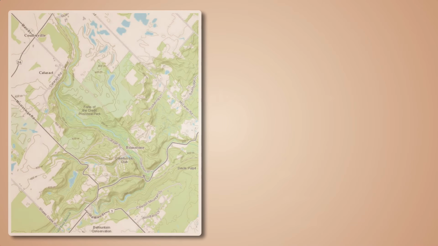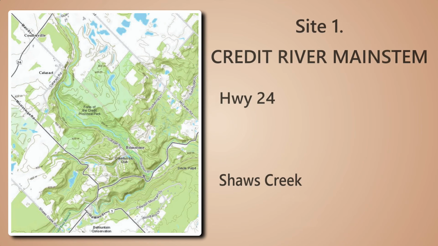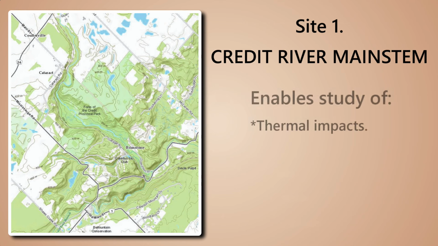So we've settled on two main study sites. The first one, which I'll call Site 1, is the Credit River main stem from roughly Highway 24 to Shaw's Creek, Alton, that area. I think this is a great study site for a number of reasons. For one thing, it provides us an opportunity to study thermal impacts just because water does get fairly warm on certain parts of this stretch.